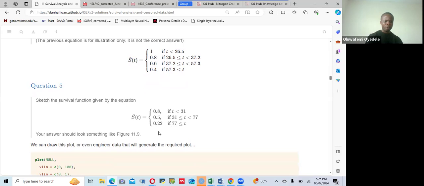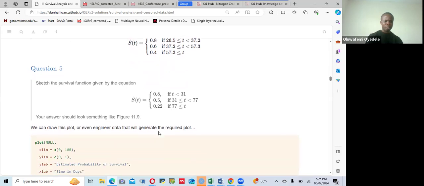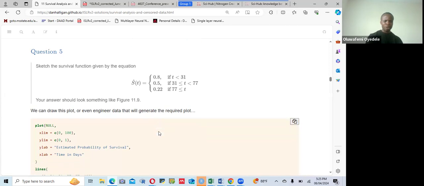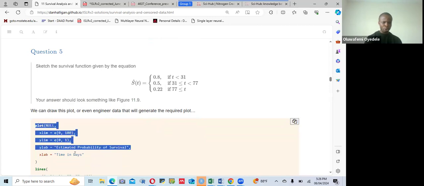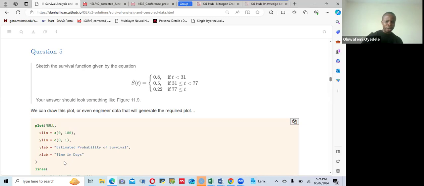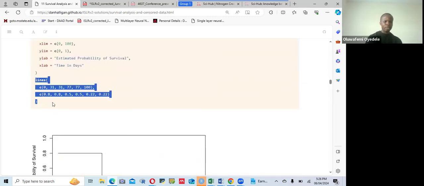In question five, they said that we should sketch the survival function given by the equation. They said our answer must look something like figure 11.9 in the book. So here we can sketch the function using the plot function from base R, whereby they specify the x limit, the y limit, the y-axis label, the x-axis label, and they draw the curve using this base function.